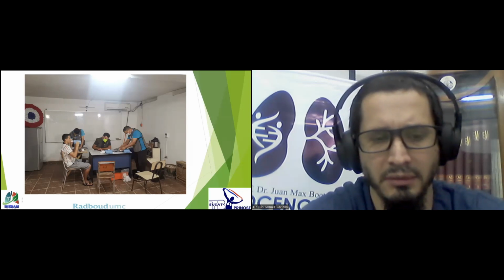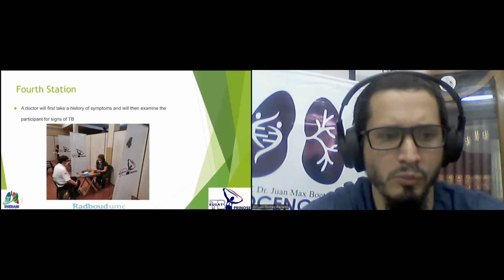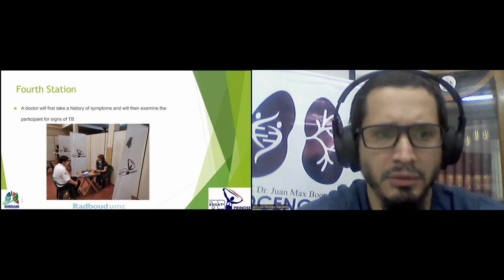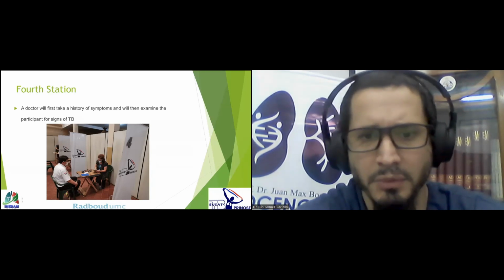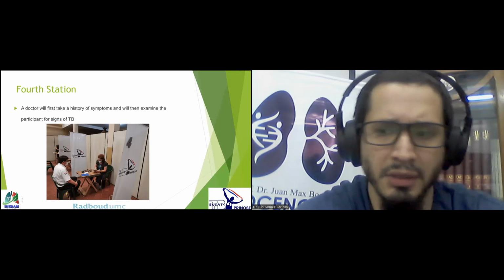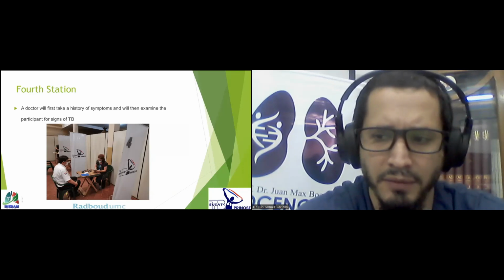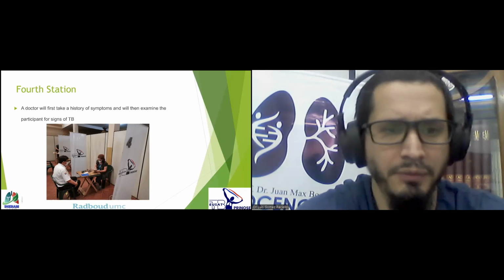The third station is the e-nose station. It's an electronic nose device. The participants stay there for 5 minutes. And the fourth station is the medical consult. A doctor will take the history of symptoms or signs of tuberculosis and decide if the patient may have tuberculosis or not by the physical exam or by the score of the CAT4TB.